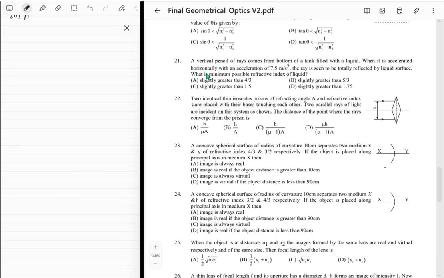Minimum possible refractive index of liquid. Okay. I mean, the only way this could actually be accelerating horizontally is that the index changes, right? Index changes as we go up. So then, which index are we talking about? When it says minimum possible index of the liquid, at what part? I don't know. What kind of question is this?